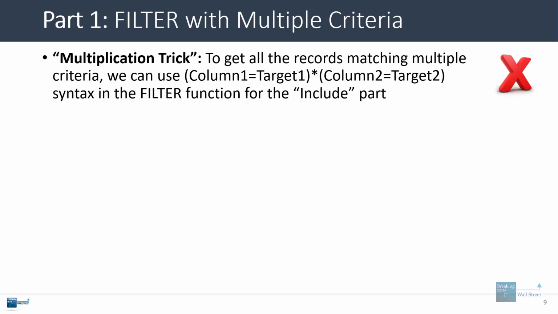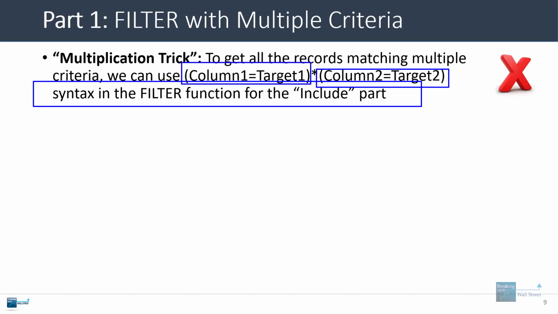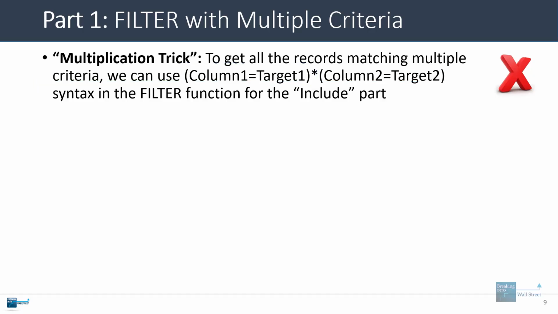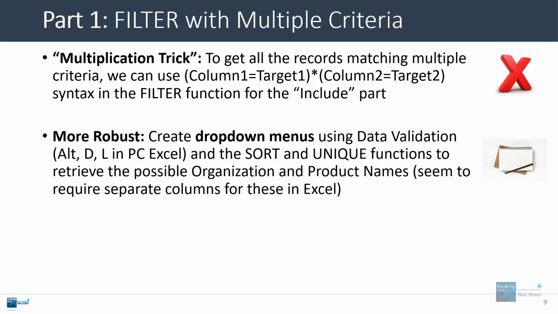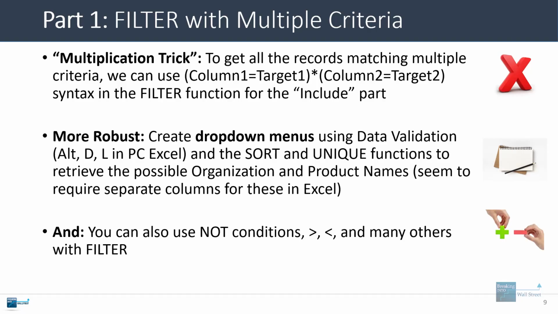The basic idea here is that you can use something that I call the multiplication trick, where you have a column and a target, and then another column and another target, and you multiply these together and use that as syntax in the filter function for the include criteria. You can also create drop-down menus using sort and unique and data validation to set up possible matches for organization and product names. And this gets very powerful because you can use a lot of different conditions and criteria. You can have not conditions, you can have greater than, less than, equal to, all sorts of other things like that.